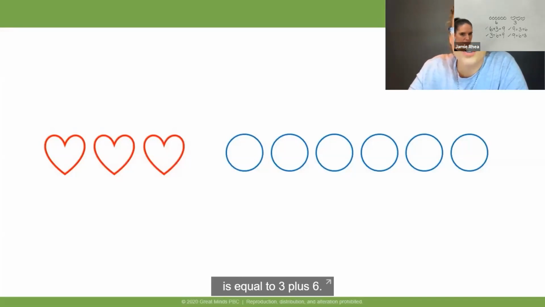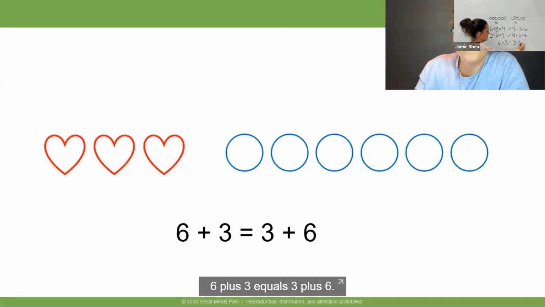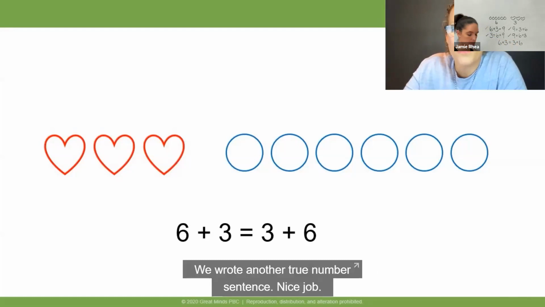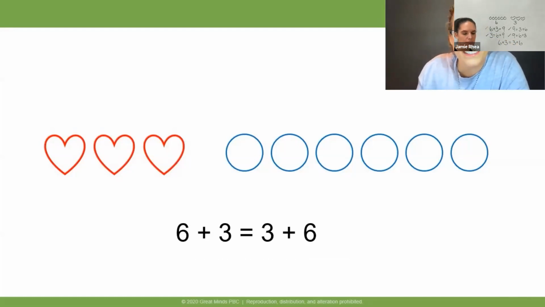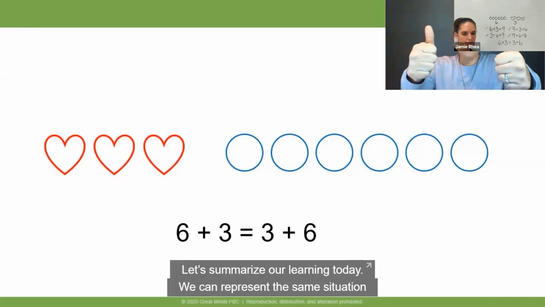On your whiteboard, draw a number sentence showing that 6 plus 3 is equal to 3 plus 6. So I'm going to say 6 plus 3 is equal to 3 plus 6. That's my true number sentence. 6 plus 3 equals 3 plus 6. We wrote another true number sentence. Nice job.